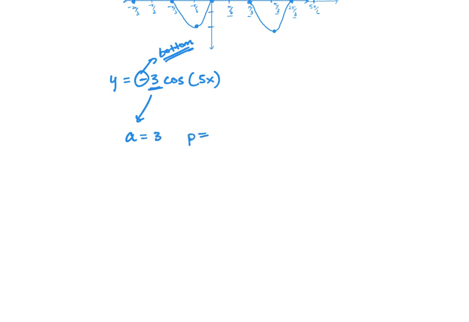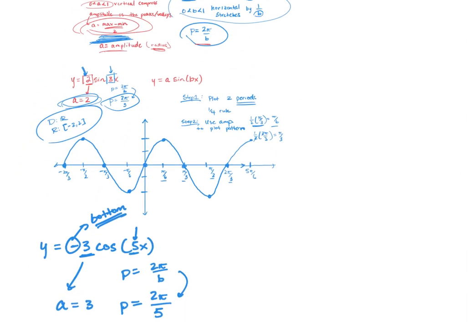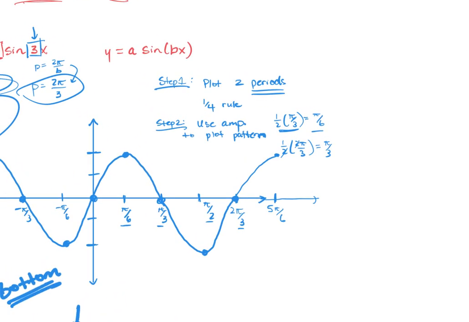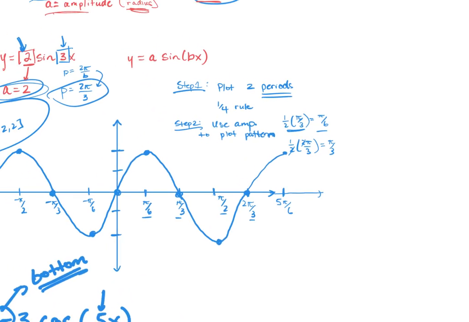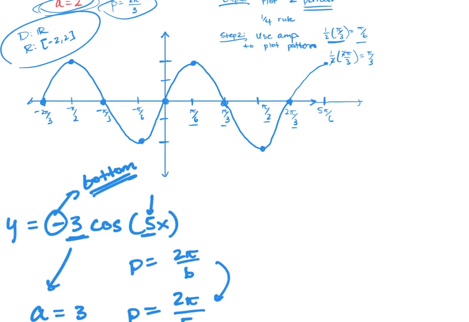My period is going to shrink by the reciprocal. The period for cosine is 2 pi, but it's shrinking. And here's why: because this number is bigger than 1, it's always the reciprocal, so you divide by 5. Remember, period is 2 pi divided by b. You've got to remember to divide by that b. So, step 1. Let's go back up to the steps. Step 1, you plot 2 periods using your quarter rule. You make your 4 marks on both sides, and then use the amp to plot the pattern.